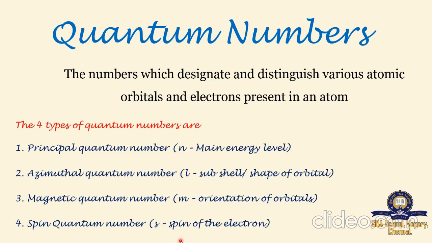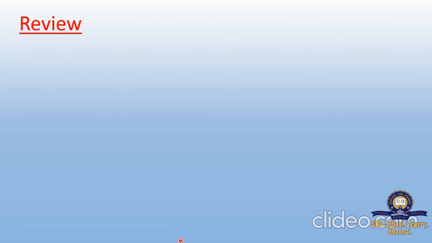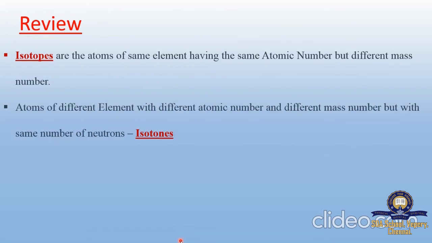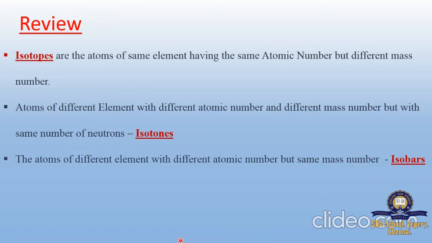Let's quickly recap what we learned in today's session. So we saw first, isotopes. What are isotopes? Isotopes are the atoms of the same element having the same atomic number but different mass number. And we saw isotones. What are isotones? Atoms of different elements with different atomic number and different mass number but with the same number of neutrons are isotones. Then we saw isobars. What are isobars? The atoms of different elements with different atomic number but the same mass number are known as isobars.